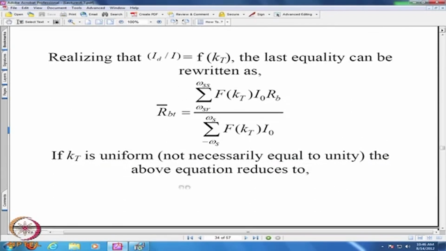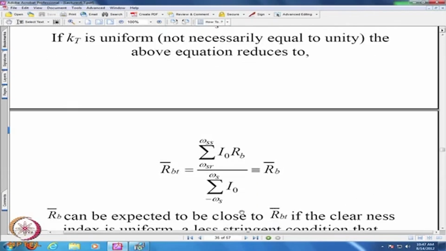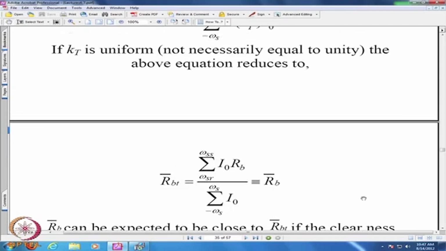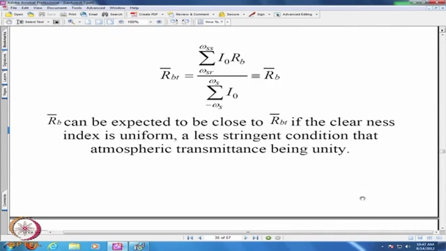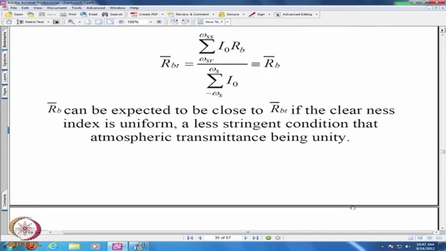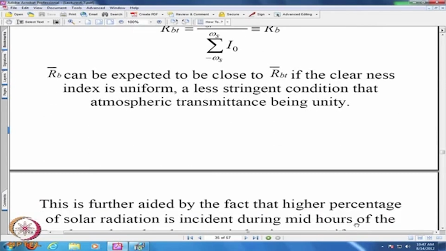Now, this is important to note: if KT is uniform, not necessarily equal to unity, the above equation reduces to I0 RB by I0, because f of KT is constant if KT is constant, not necessarily equal to 1. So, RB bar T will be identically equal to RB bar if the clearness index is uniform, not necessarily unity, but just uniform. So, this is a much less stringent condition than saying that the atmospheric transmittance is unity or the clearness index is 100%.